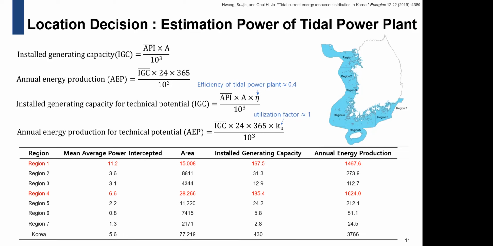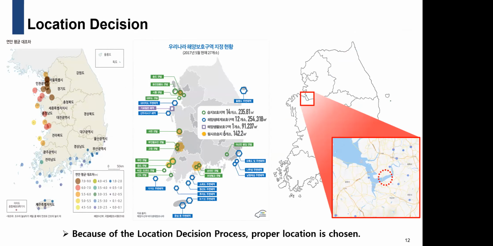region 1 and region 4, the Incheon-Gyeonggi area and the Chungnam area, are the most appropriate, the proper area to build the tidal power plant. But Seoul, Gyeonggi, and Incheon's energy use is way much higher than Jeonnam. So we decided this region is the proper area to build the tidal power plant.